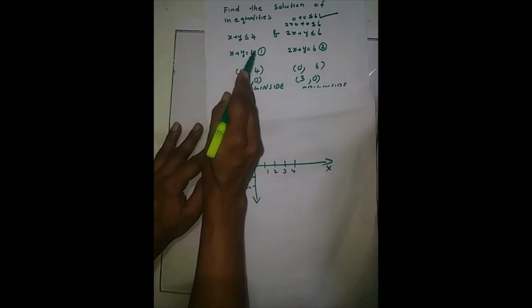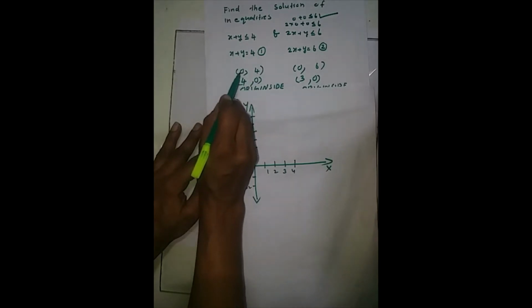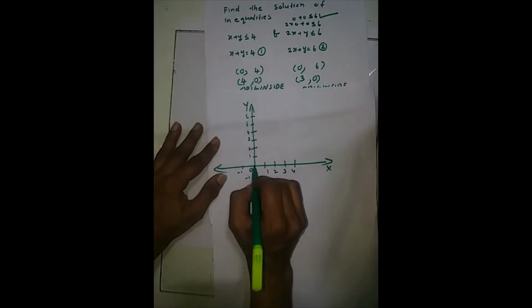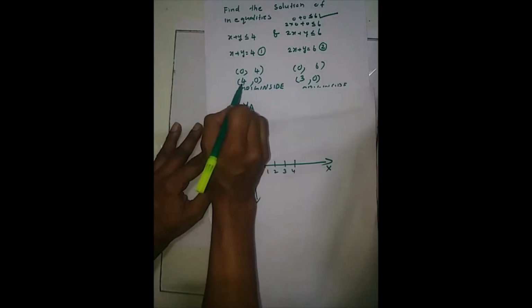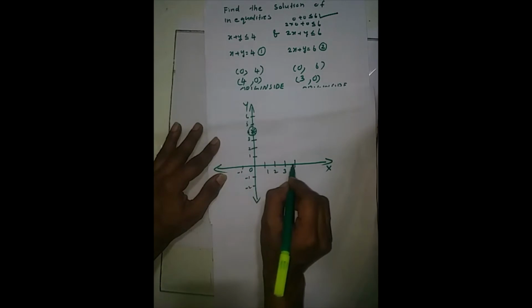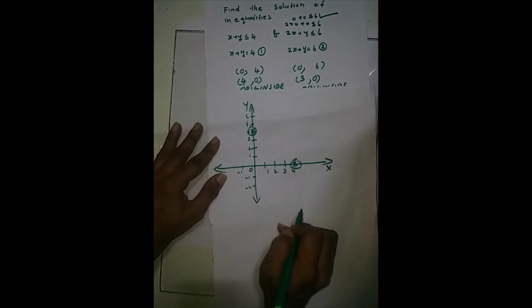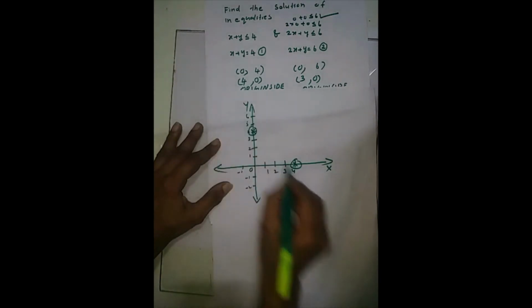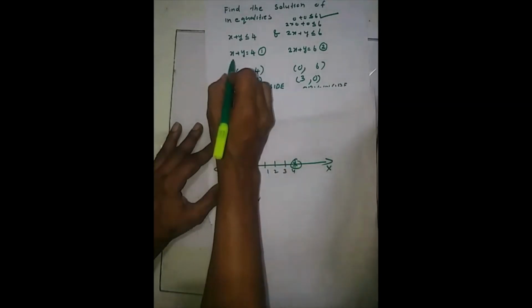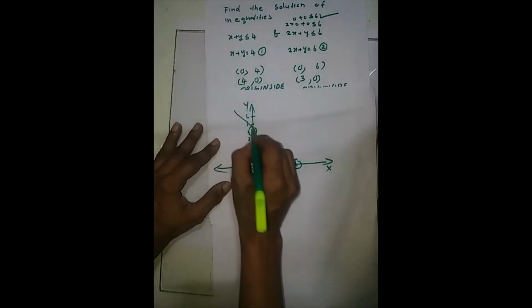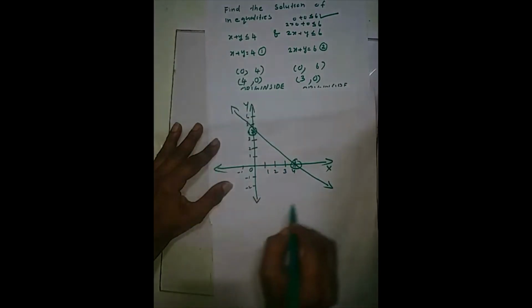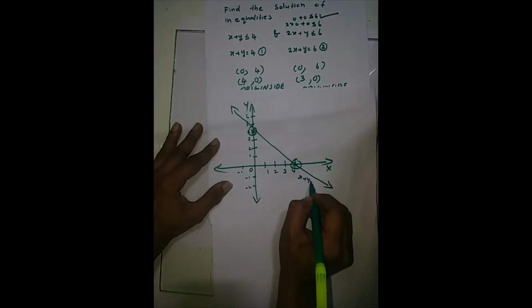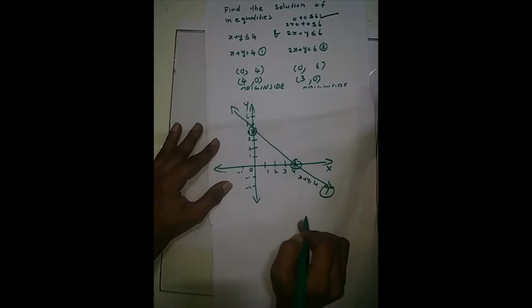For drawing this line, we are finding the point 0, 4. Next is 4, 0. Joining these two points, you will get the line x plus y equal to 4. Either you write the name of the line or you write equation number 1.